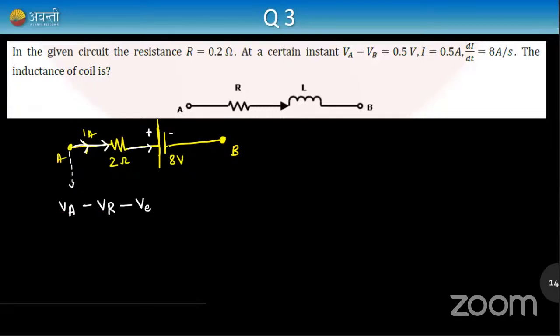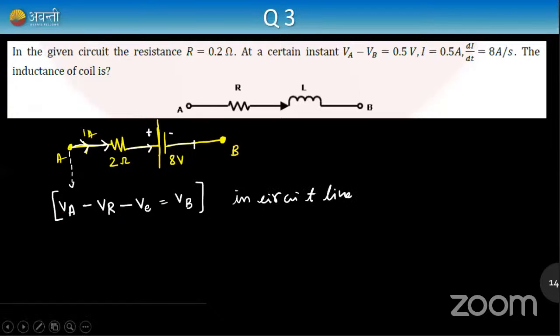And as soon as I pass the battery, I'm just left with point VB. So this is how I read the formula. This is called the potential drop in a circuit line. So this is how we draw it. I hope Pradeep sir has taught you this. This was one of the most commonly used concepts, so pay attention to this and remember it. Don't forget it anytime. Always try to remember this formula.